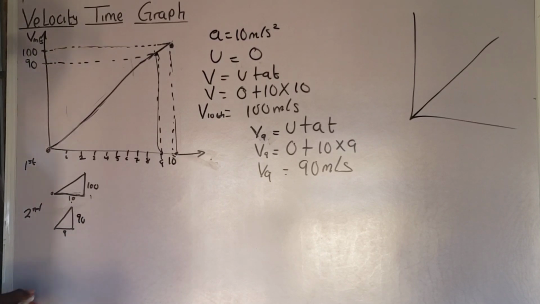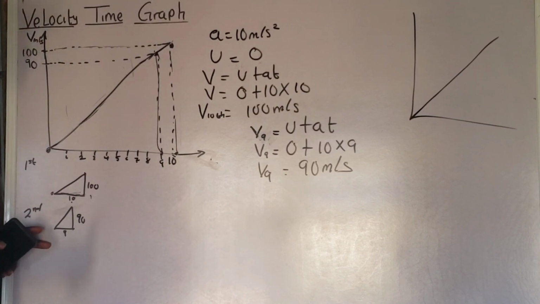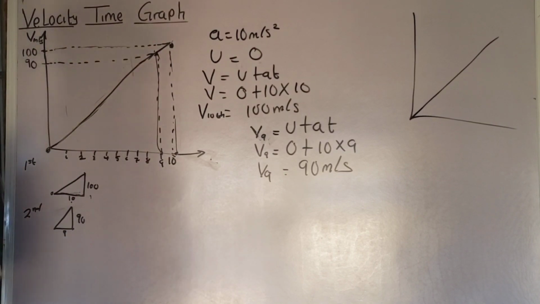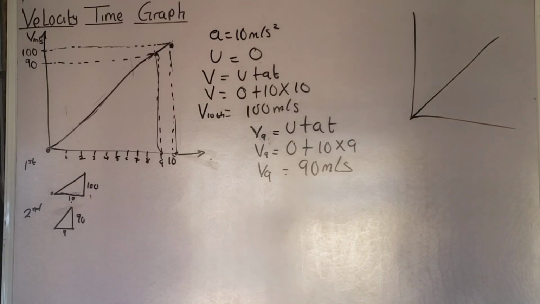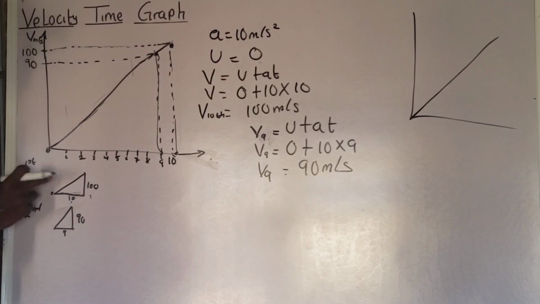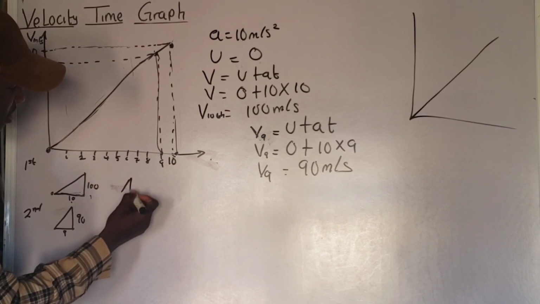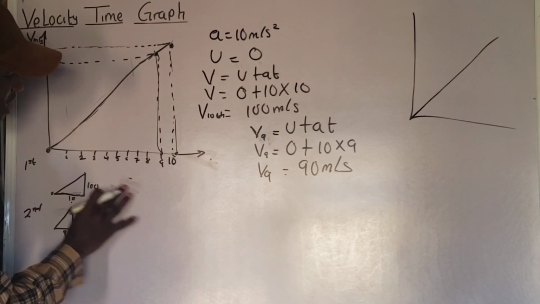Now, the distance that the car covered in the last 1 second will be the difference between this area and this area. You know that in a velocity time graph, the area of the graph gives the distance. So if I want to calculate the distance that the car covers, I'm going to use the formula of a triangle. Let's calculate the area for the first triangle. Okay, let's call it distance now.